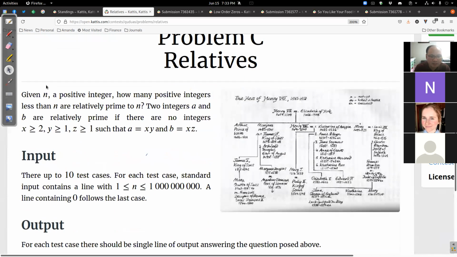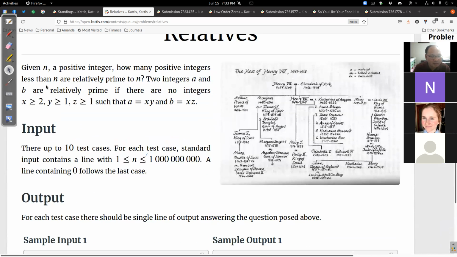Relatives. Okay, let's read the problem and then we'll discuss this. Given n, a positive integer, how many positive integers less than n are relatively prime to n? If you've never heard of this word relatively prime, what does that mean? Two integers a and b are relatively prime if there are no integers x greater than or equal to 2, y and z greater than or equal to 1, such that a equals x times y and b equals x times z.